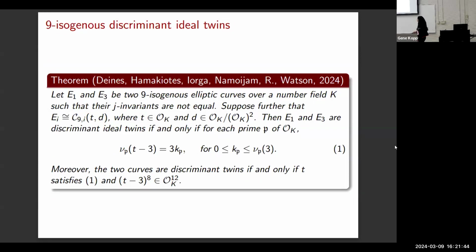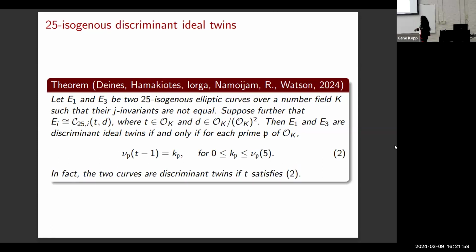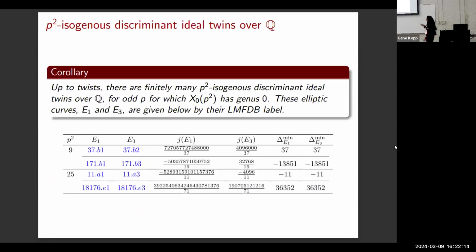This is for 9. You can see again, we get an equation, we get a condition on this parameter t, which gives you when exactly this is discriminant ideal twins. And then we get a result when they're discriminant twins. And a similar result for the 25-isogeny cases. I planned to talk a little bit about the technique of the proof if I had time. I don't have time, so I'm not going to talk about it. So here, let me give you the list of p-squared isogeny cases. And these are these 4 curves.